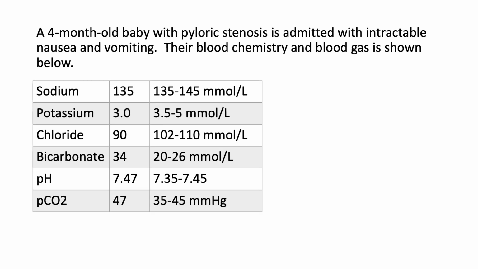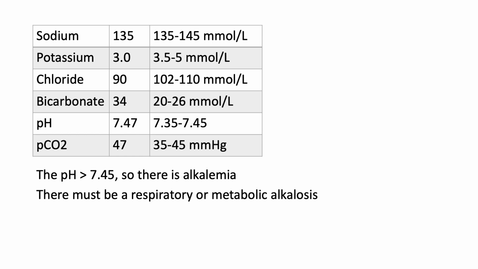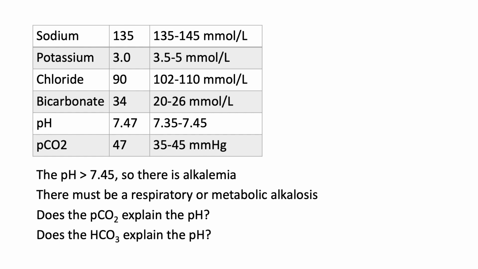All right, next case is a 4-month-old baby with a pyloric stenosis who is admitted with intractable nausea and vomiting, and their blood chemistry and gas are shown below. So the pH is more than 7.45, so there is an alkalemia. So there must be a respiratory or metabolic alkalosis. So we look at the PCO2 first, and we would expect the PCO2 to be low if that was the cause of the alkalosis, and the PCO2 is actually higher than normal. And we look at the bicarbonate, and it is high, which does explain or could be consistent with a metabolic alkalosis.